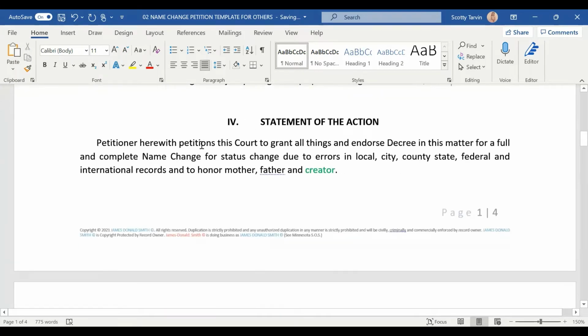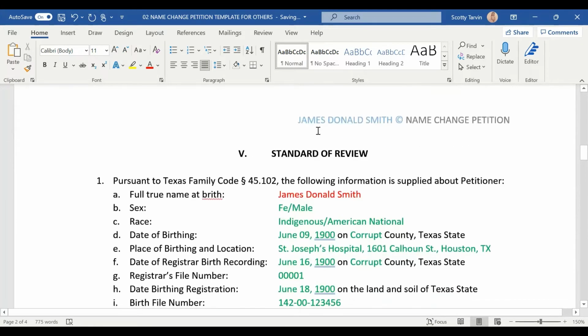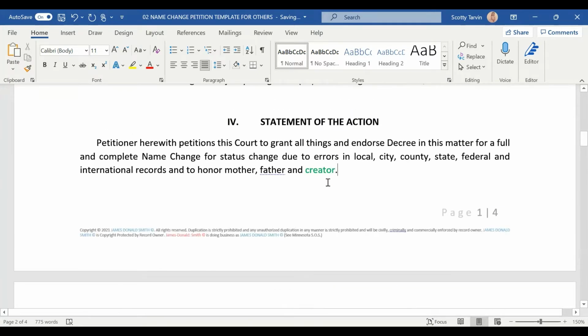Statement of action. Petitioner herewith petitions this court to grant all things and endorse decree in this matter for a full and complete name change, for status change due to errors in local, city, county, state, federal, and international records to honor mother, father, and creator. And you can put whatever you want here. You can put God, your bed, headboard, whatever you want.